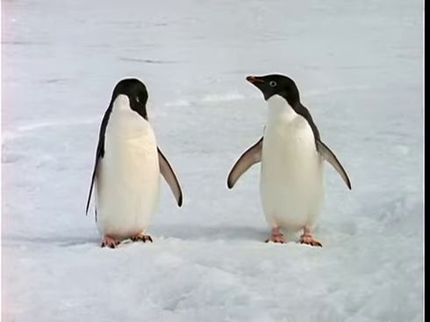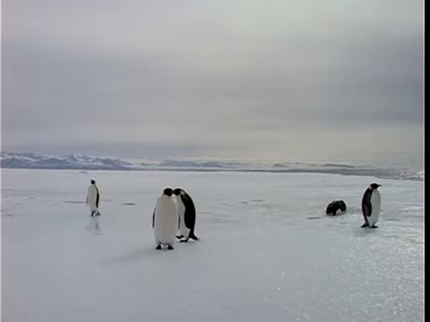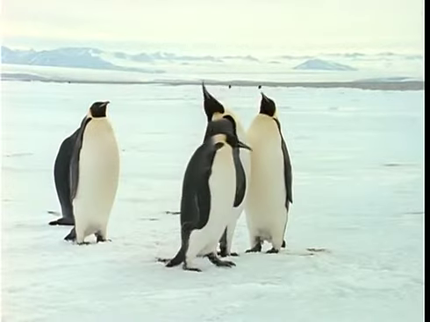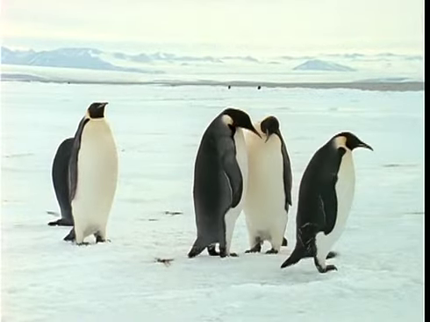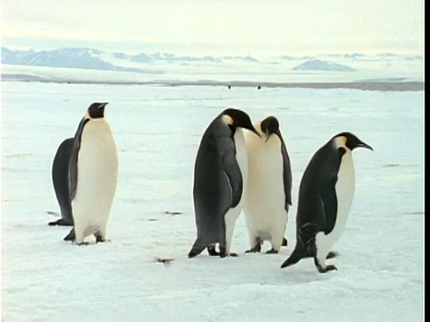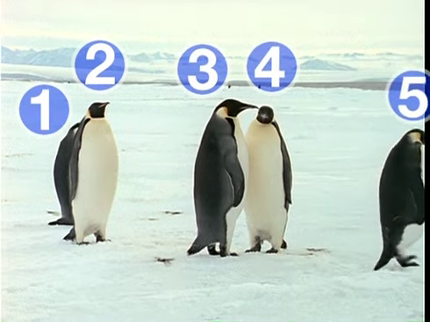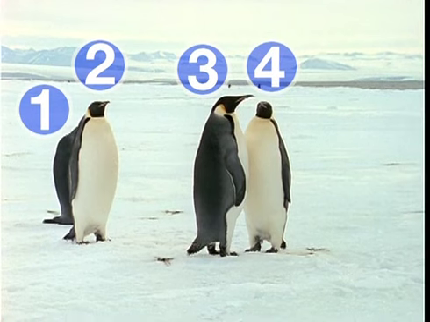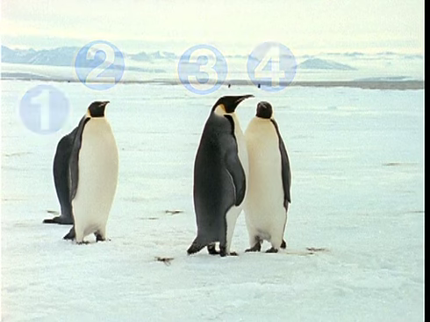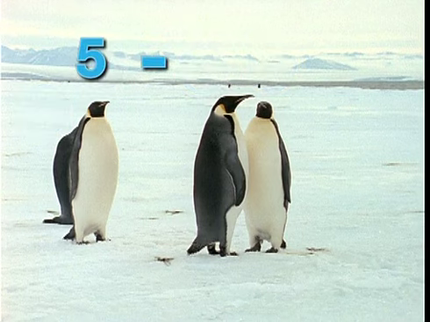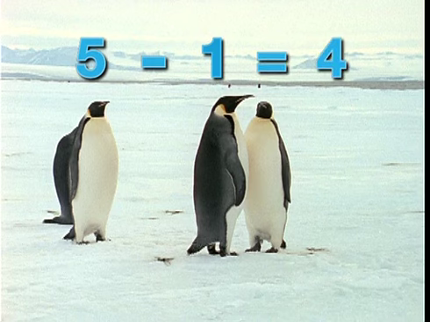Penguins are unusual birds that live in very cold areas. Here's a group of 5 penguins. Let's count them. There's one nearly hidden behind number 2, 3, 4, 5. Then one penguin walks away from the group. This leaves 4 penguins. We can write this as a number sentence using subtraction. 5 minus 1 equals 4.